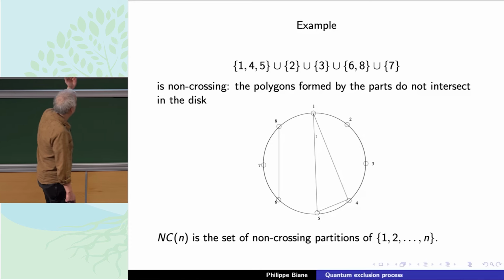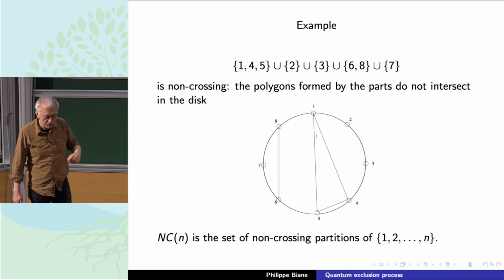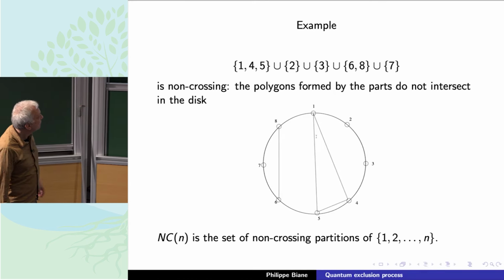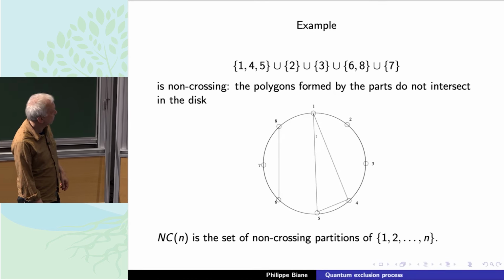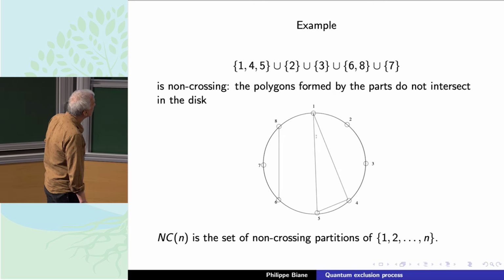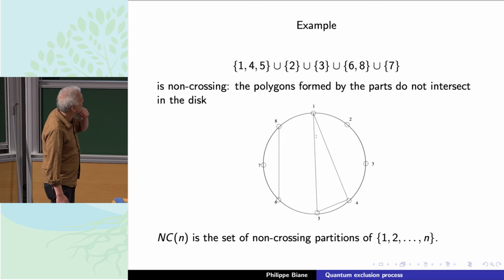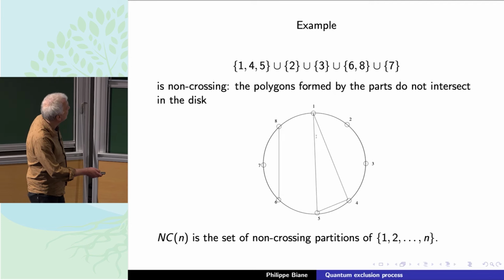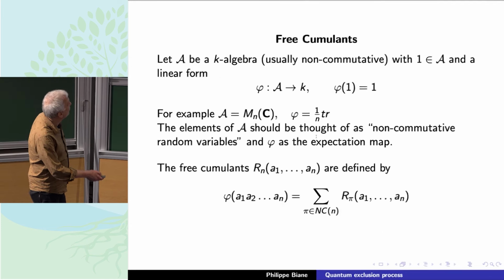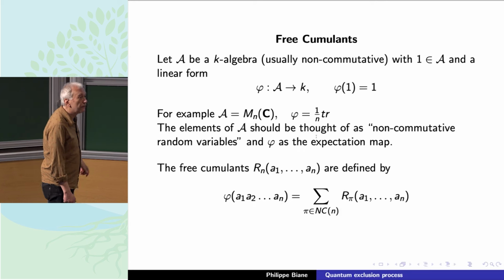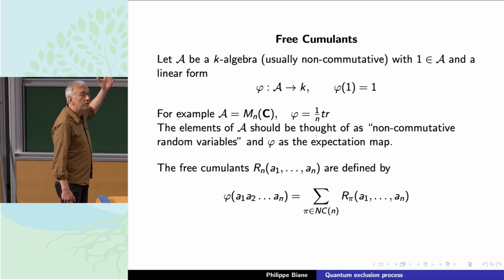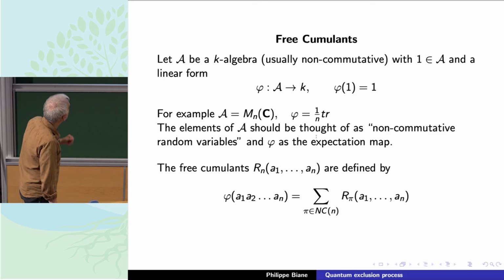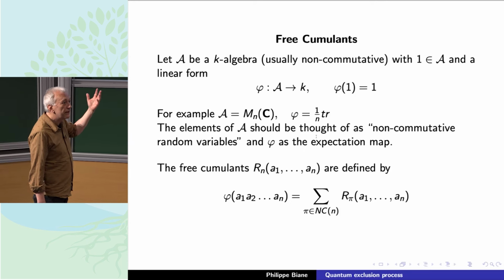These objects are very popular in combinatorics. They are counted by Catalan numbers, like many examples of combinatorial objects. They are used to define the free cumulants that I'm going to define. The formula for the free cumulants is very similar to the formula for the cumulants that I showed before. It's a combinatorial formula, but the context is different.